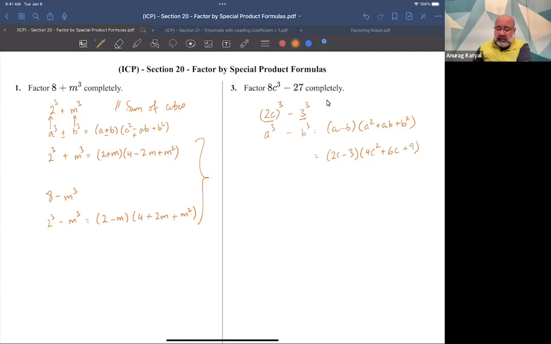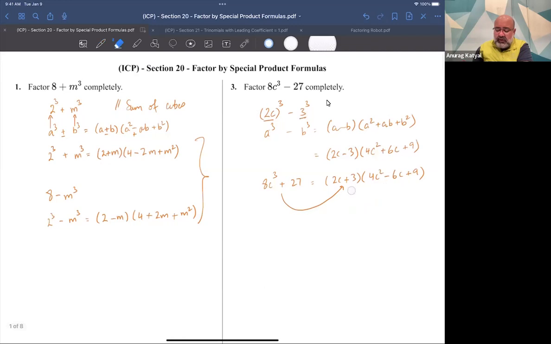That's it. Now, if the question had said 8c cubed plus 27, then you know the answer has to have a 2c, it has to have a 3, it has to have a 4c squared, a 6c, and a 9. This sign will be the same as the one in the problem. This sign will be the opposite as in the problem, and this sign is always positive. So that's where you actually get more efficiency out of knowing the formulas. You only have to memorize them for one type, but you end up being able to solve two types of questions with just one formula.